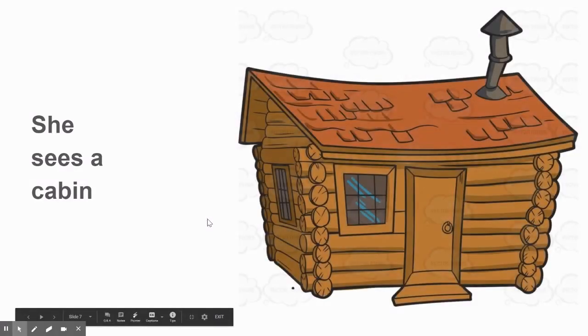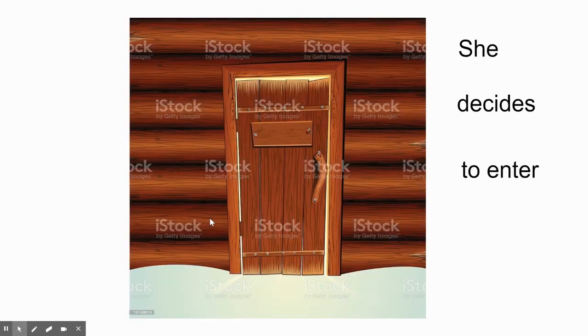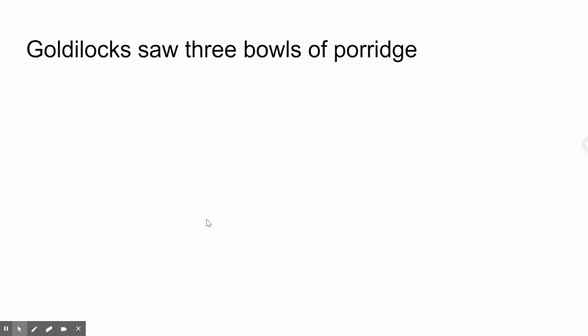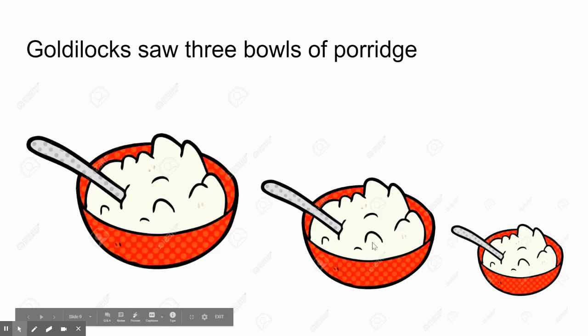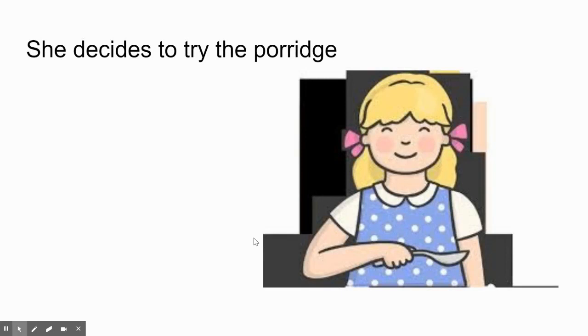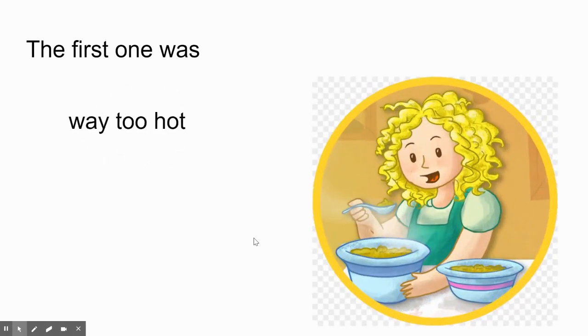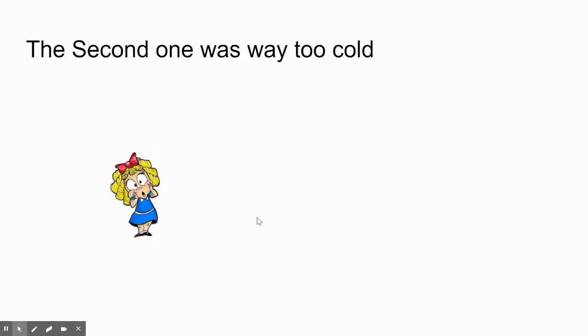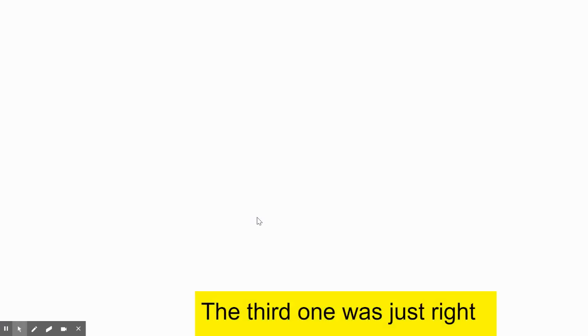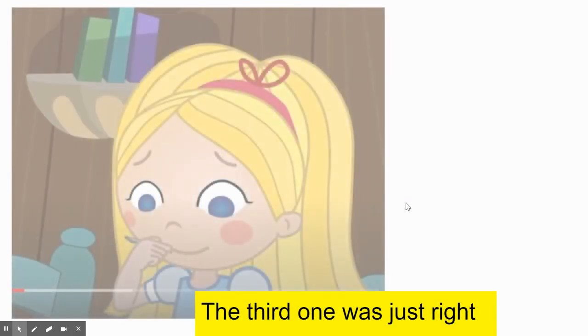So the kids would hear something like this. So Goldilocks is going through the woods and she sees a cabin. She decides to enter the cabin. Inside the cabin, she finds 3 bowls of porridge, a large one, a medium one, and a small one. She decides to try the porridge. The first bowl was way too hot. The second bowl was way too cold. But the third bowl was just right.